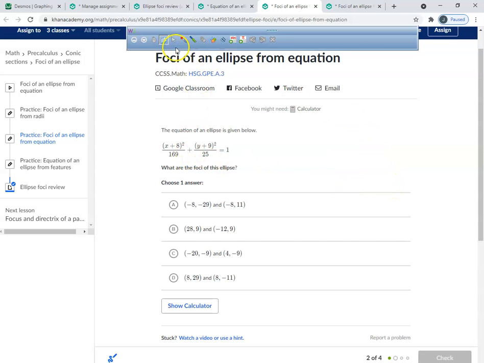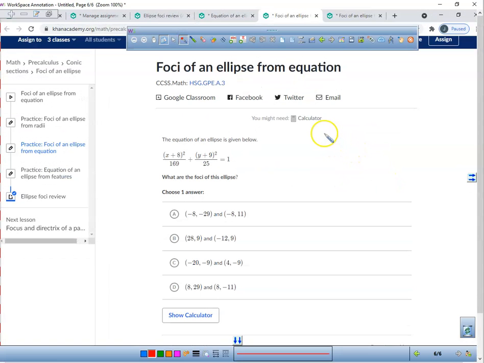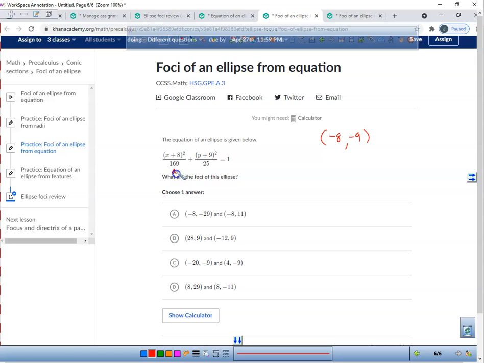All right. First thing we've got to do is find the center. What's our center on this one? -8, -9. Once again, this is our a squared, this is our b squared. So c squared will equal 169 minus 25. Looks like that's going to equal what? 144?